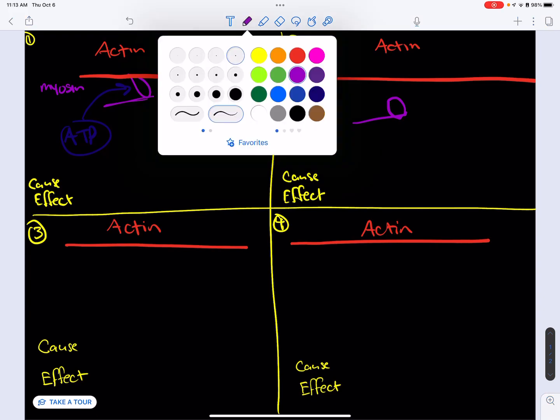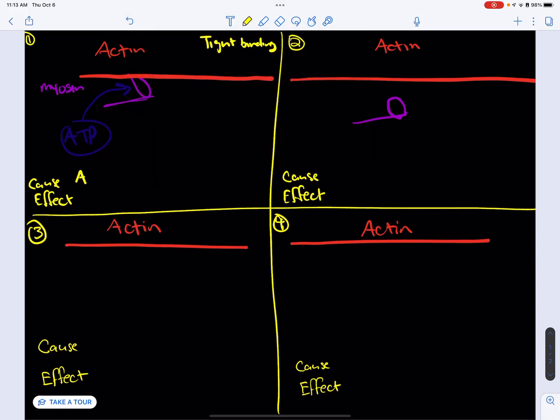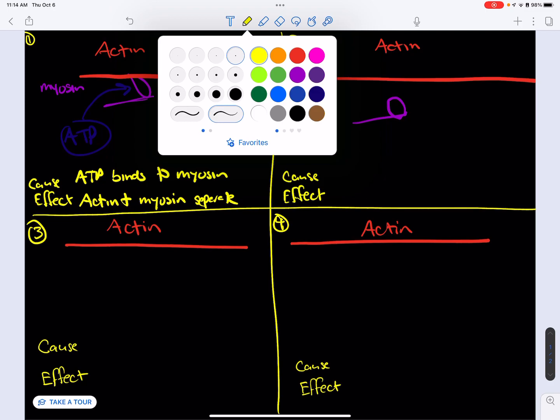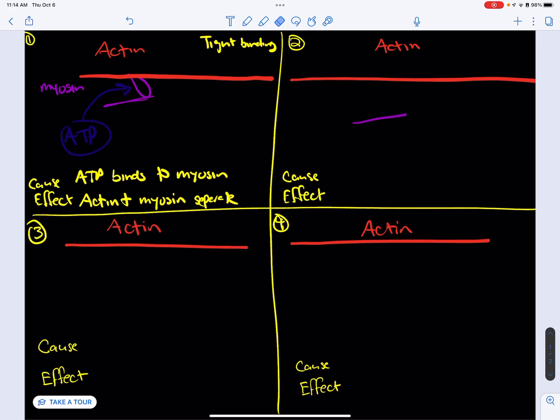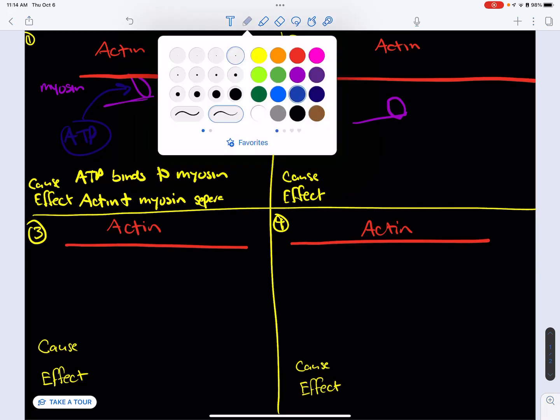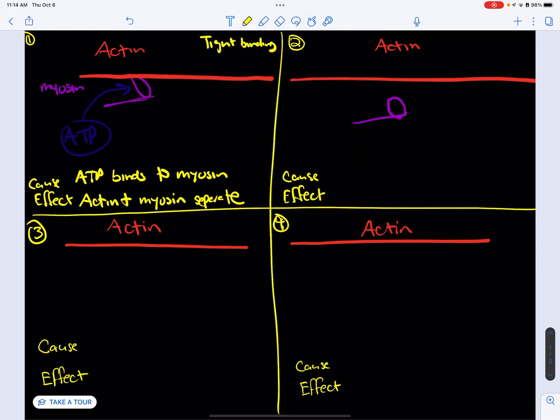If we come to our cause and effect, like I talked about in class, the cause is ATP binds to myosin, and then the effect is that actin and myosin separate. I forgot to put that we've got ATP here. Sorry about this, technical difficulties.